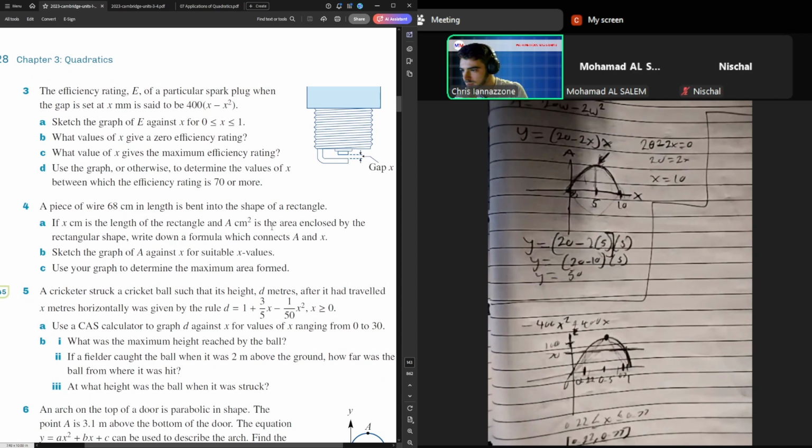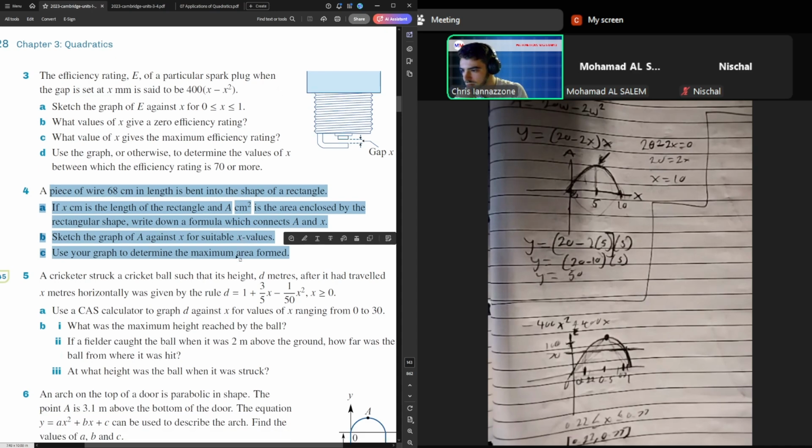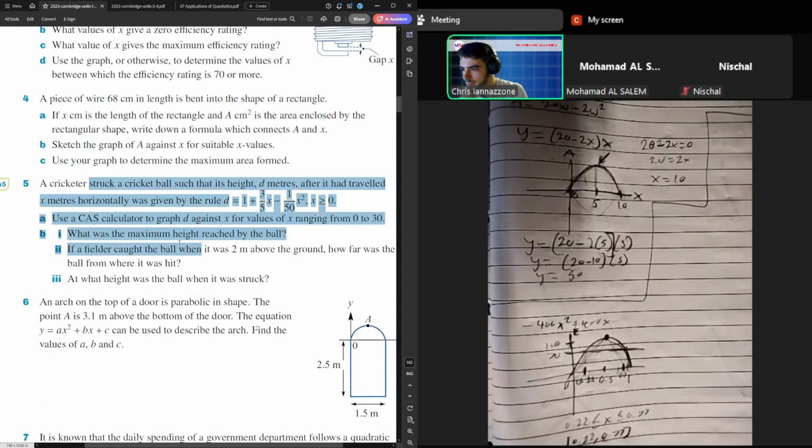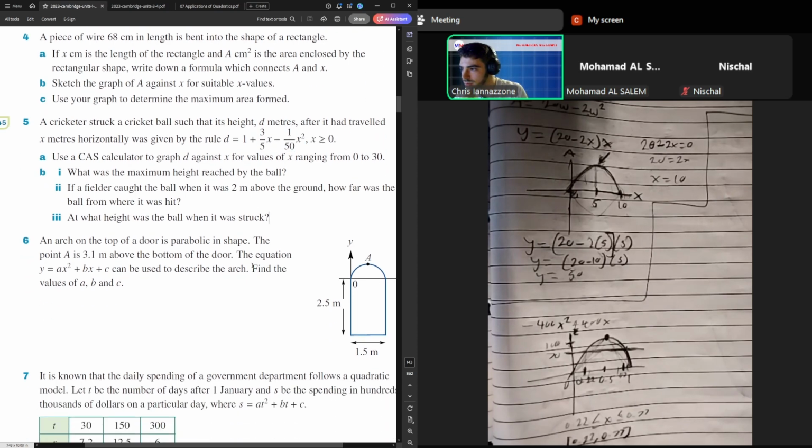If we go back to the screen share, question 4 is the same as the area equations, what we've done, nothing actually new there. This is the same sort of thing, but you're given the equation already. So because this one is CAS, it might be worth doing this one together actually as well.